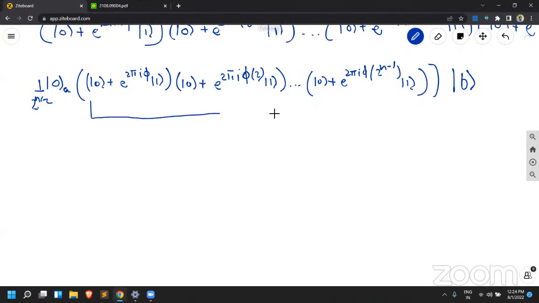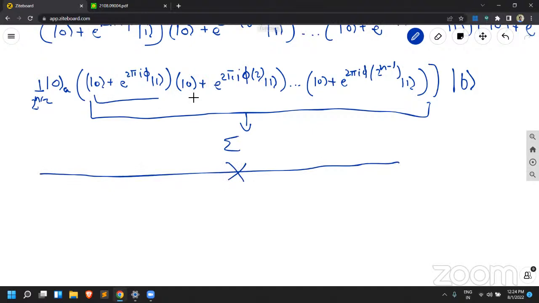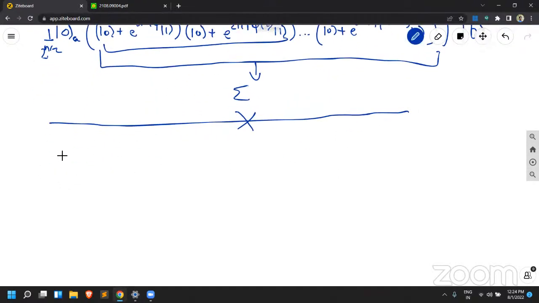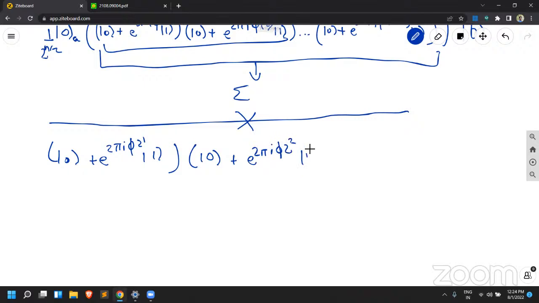So we can actually write this in a very compact manner, in terms of a certain summation. How we can do that, I'll show by taking a very small example. Let's say we had only two clock registers, only these two states. So what will happen is that we can write this as 0 plus e to the power 2 pi iota phi to the power 2 to the power 1 and 1 over here, right? And 0 plus e to the power 2 pi iota phi 2 squared 1, right? And we have Hadamard at 2. So basically, this is a small thing. We are taking a very special case, only for two qubits, for two clock registers.